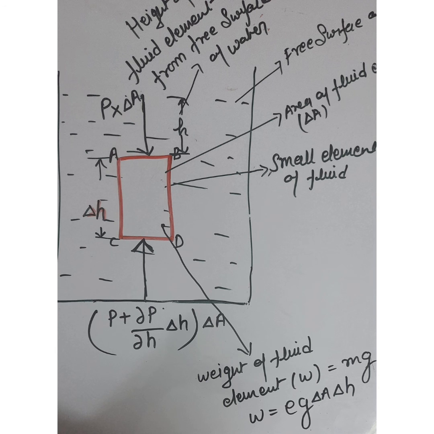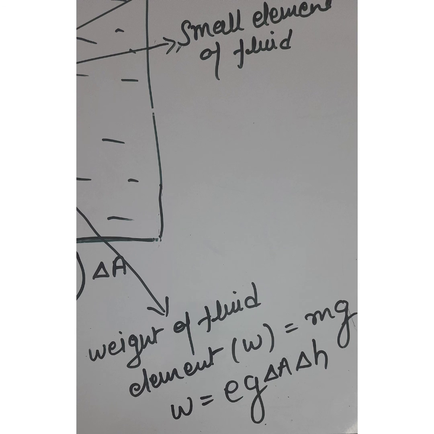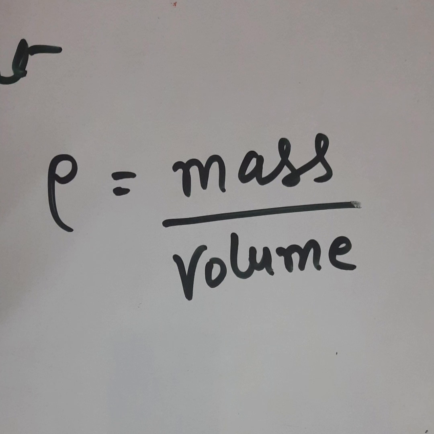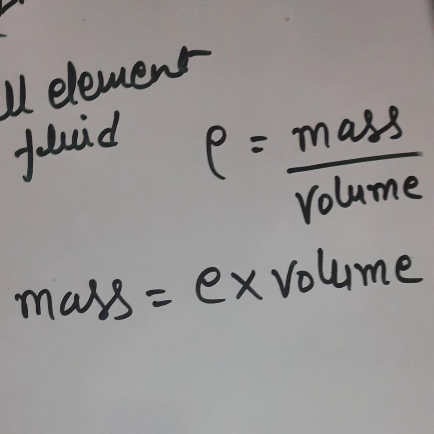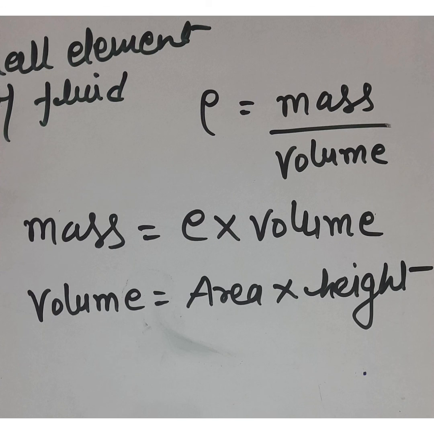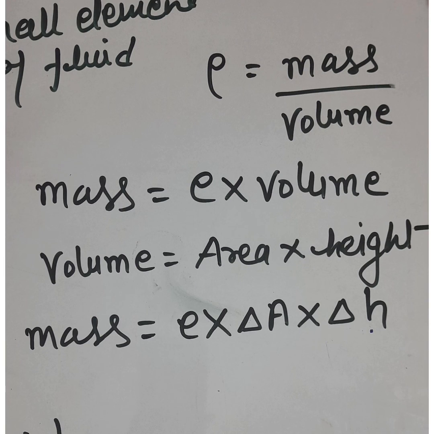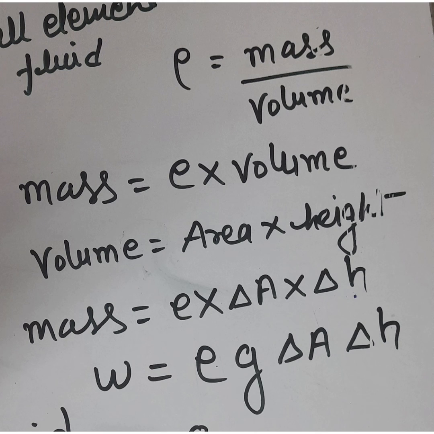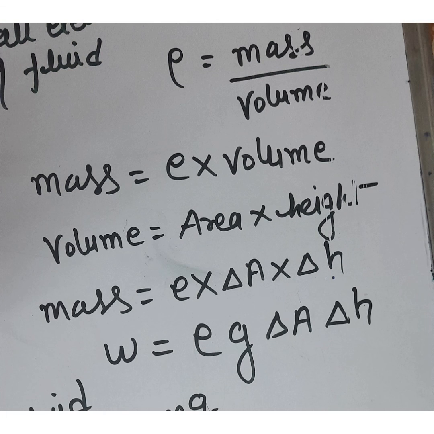What is the formula of weight? Weight is equal to mass into gravity. Now, what is the density? Density is mass upon volume. So mass is equal to density into volume, and weight is density into volume into g. Now, what is volume? Volume is area into height. The area of this fluid element is del A and height is del H. So the weight of this fluid element is density into g into del A into del H.